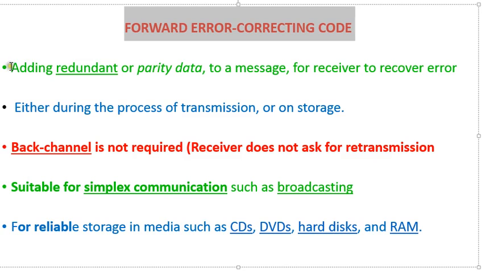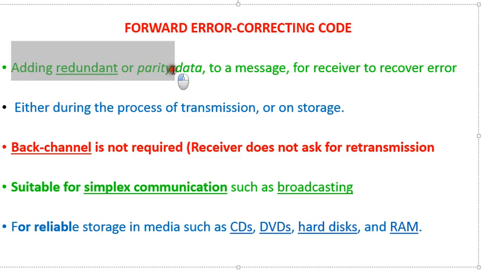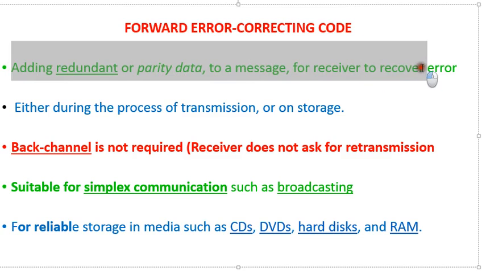It works by adding some redundant or parity data to the original message it is sending, so that the receiver will use those redundant data added to it, to be able to know that this error has happened.